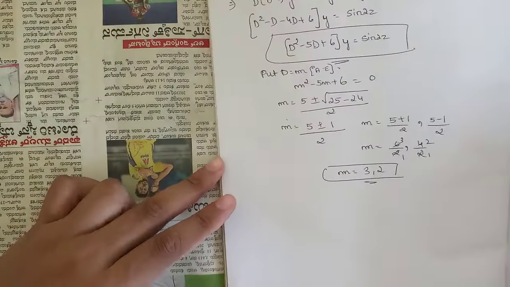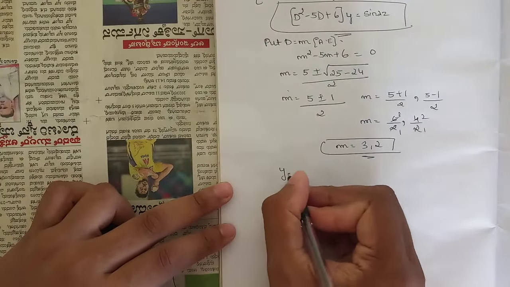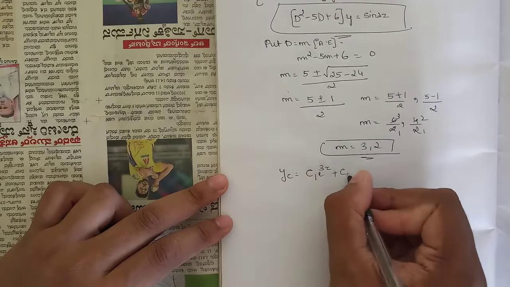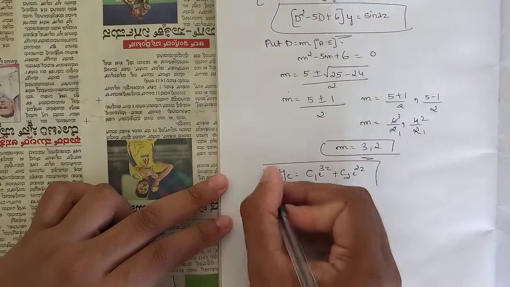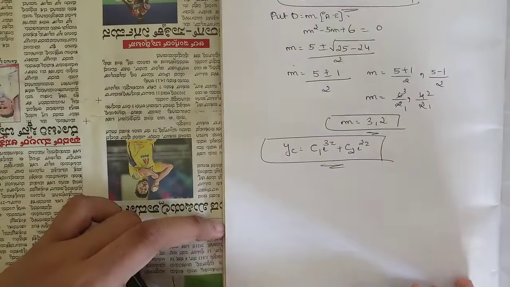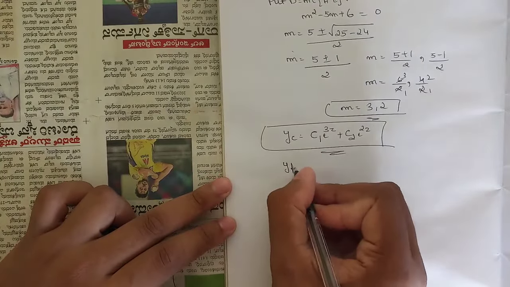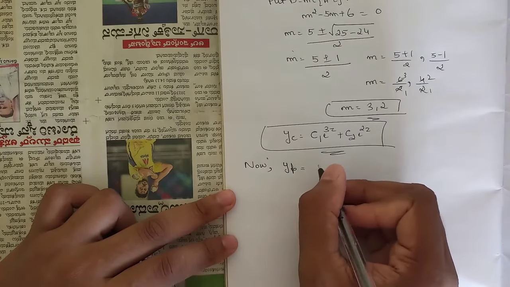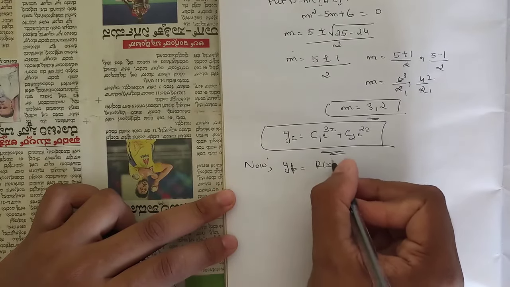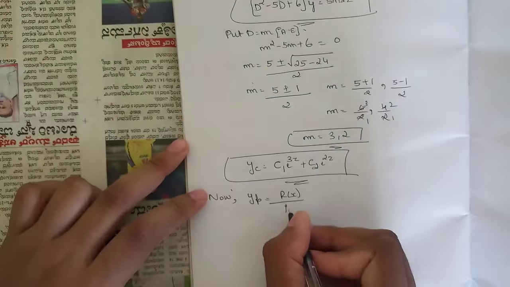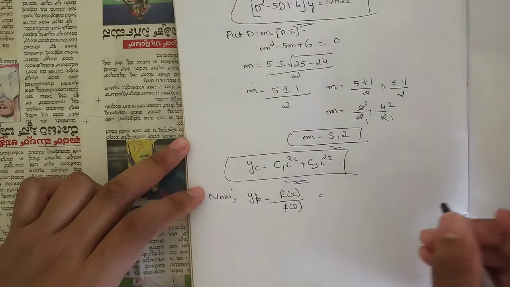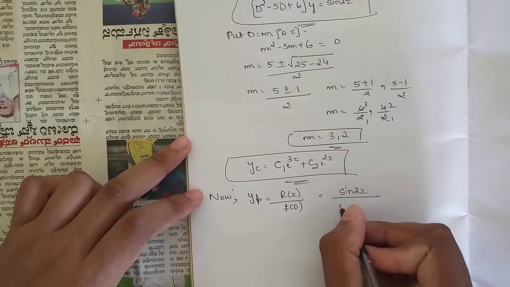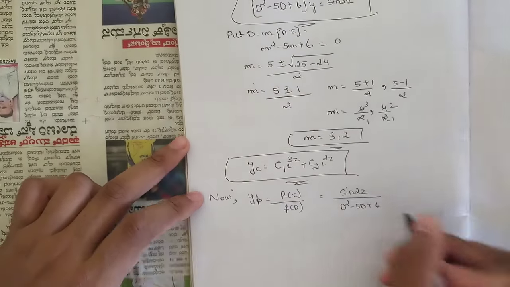Right? So now for this write the complementary function: c1 e to the power 3z plus c2 e to the power 2z. So now find the particular integral yp. The formula is R of x divided by f of D, where the value of R of x here is sine 2z divided by D square minus 5D plus 6, right?